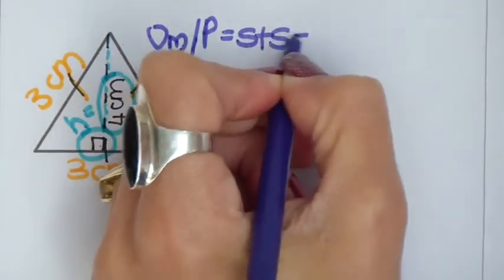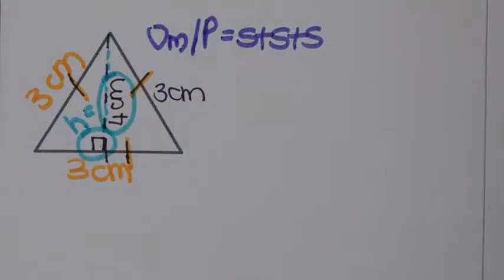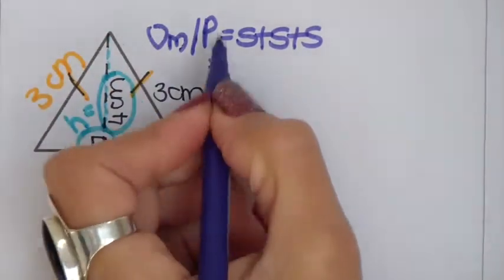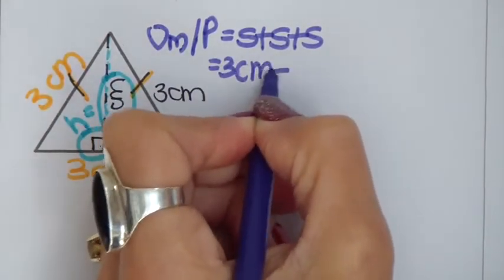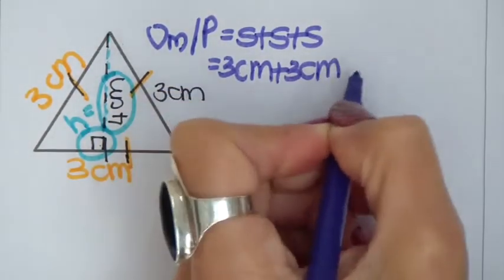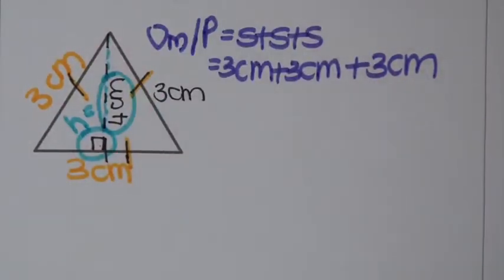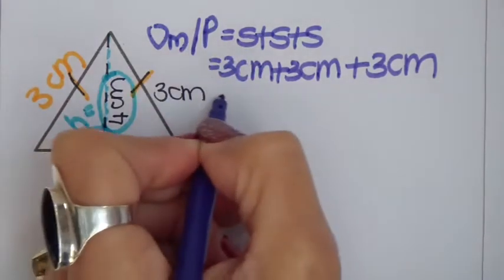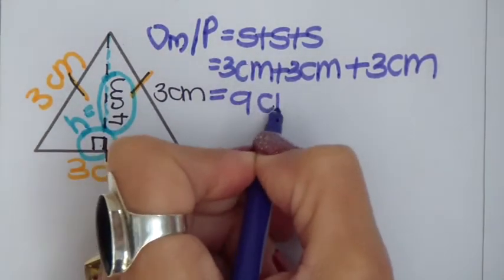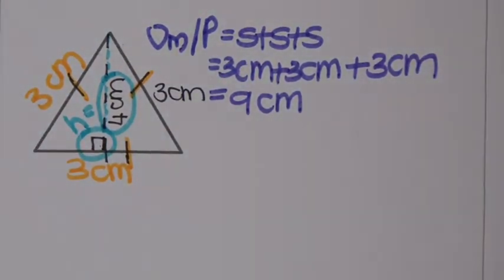Side plus side plus side. Dit is gelyk aan 3 centimeter plus 3 centimeter plus 3 centimeter. Because they all the same. Hulle is al drie dieselfde. En dit is gelyk aan 9 centimeter. That's equal to 9 centimeters.